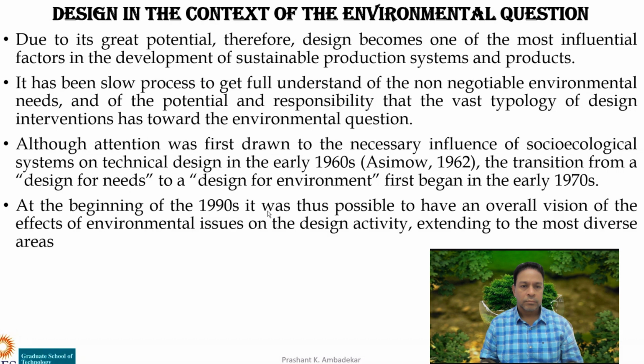At the beginning of 1990, it was thus possible to have an overall vision of the effect of environmental issues on design activities extending to the most diverse areas. So you can see from 60 to 70, nothing happened, and from 70 it started till 1990, that is after 2 decades. So total 3 decades. It was possible to have an overall vision of the effect of environmental issues on design activity. So if the design activities are changed, the environmental issues can be slightly modified. And here we are talking only from an industrial point of view, because all products that we are using are manufactured in industry only.